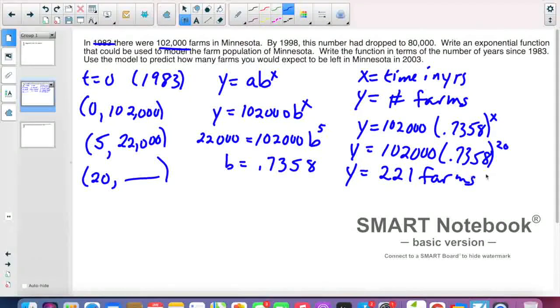So you can make some predictions about real life. Is this a good pattern? Would it be good if there were only 221 farms in 2003 if there were 102,000 farms in 1983? I would say probably no. The United States depends on those farms to produce food. So if it's in the decline this much, that is dangerous to the American people. So we would need to find a way to change this trend so that the number of farms increases.